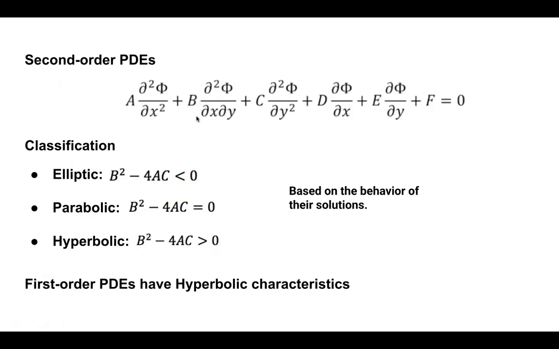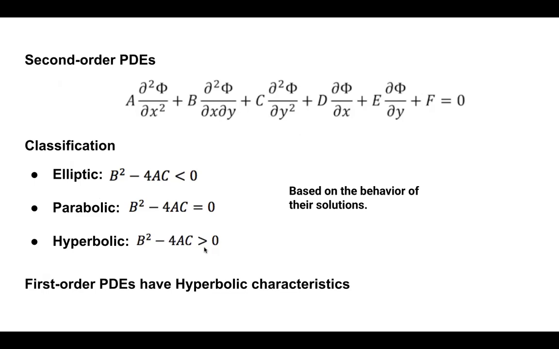So compare your second order PDE with the standard equation. Identify the coefficients A, B, C, D, E, F by comparing the standard form to the equation that you have. Then you calculate B square minus 4AC. If B square minus 4AC is less than 0, it is elliptic. If B square minus 4AC is equal to 0, it is parabolic behavior. And if B square minus 4AC is greater than 0, then we say our system has hyperbolic characteristics.